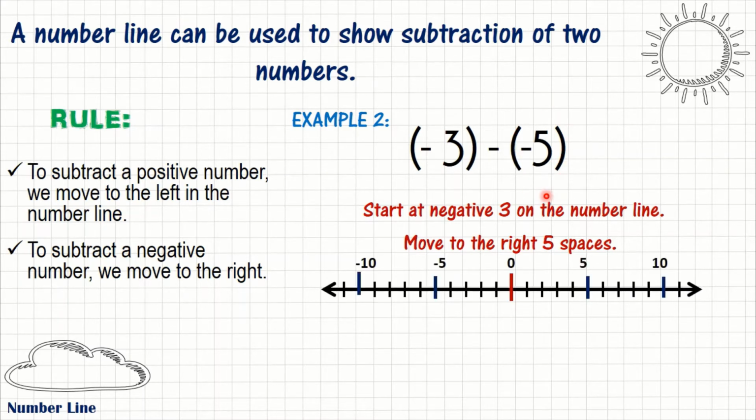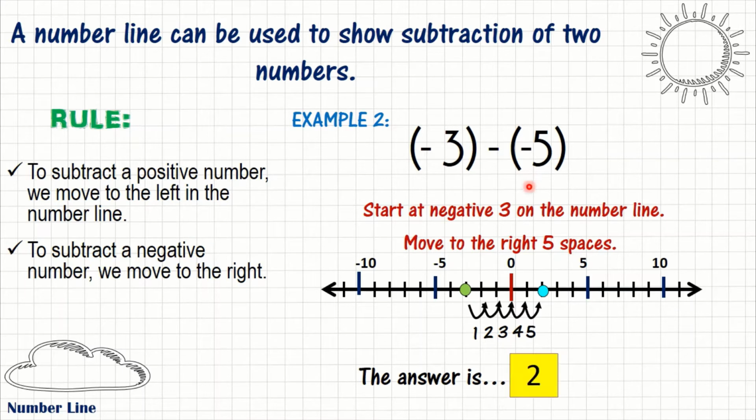So, in our number line, start with negative 3. So, here is our negative 3. Ito yun. And then, from this, move 5 spaces to the right. So, we have 1, 2, 3, 4, and 5. So, the last point na meron tayo ay nasa positive 2. So, therefore, negative 3 minus negative 5 is equal to positive 2.